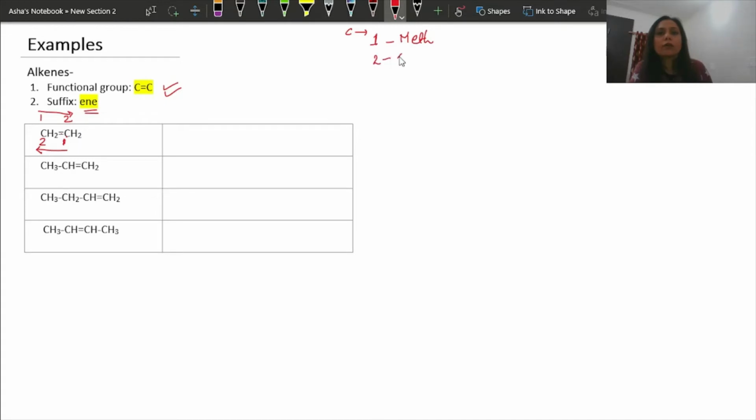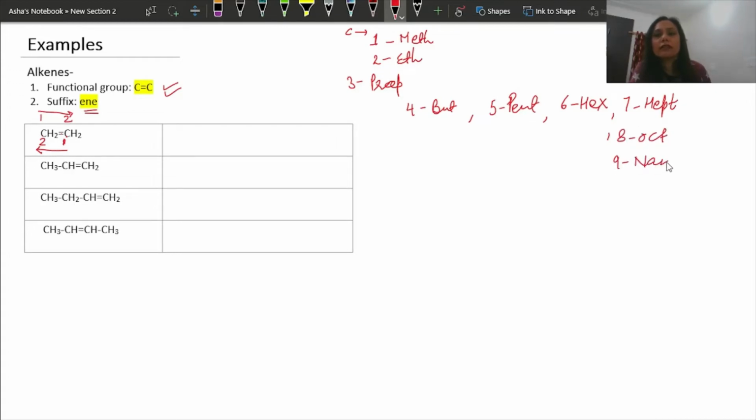For 2 carbon, eth. For 3 carbon we write prop. For 4 carbon we write but. For 5 carbon we write pent. In our previous session we have already done this. For 6 carbon we write hex. For 7 carbon we write hept. For 8 carbon we write oct. For 9 carbon we write non, and for 10 we write dec.